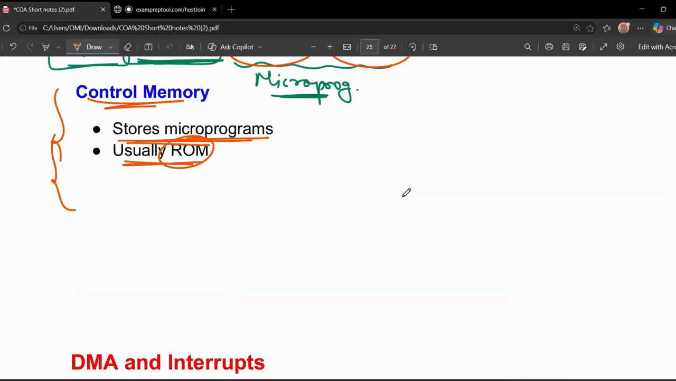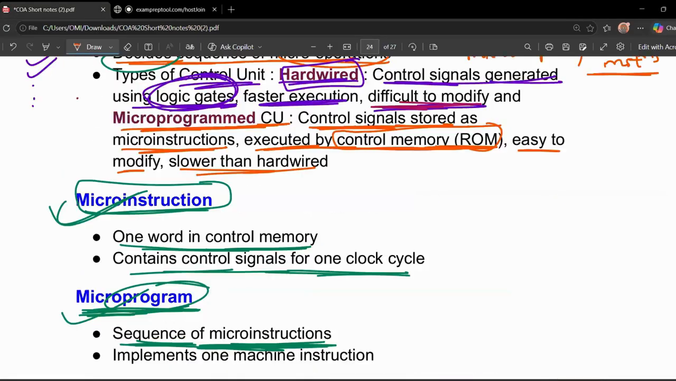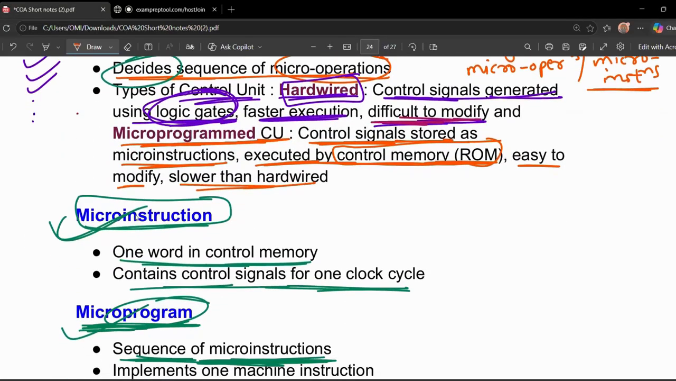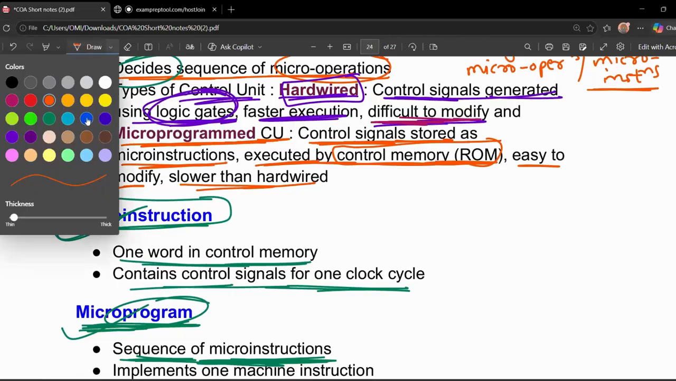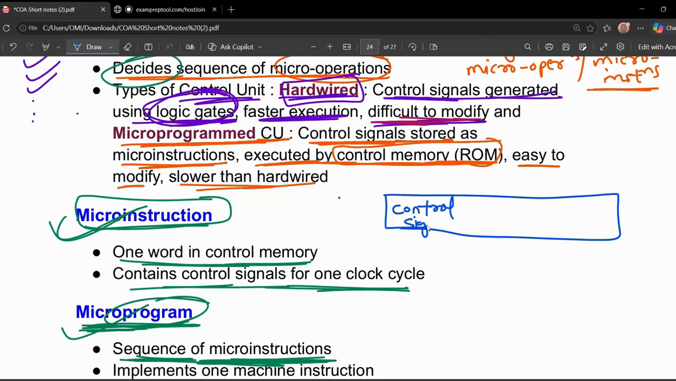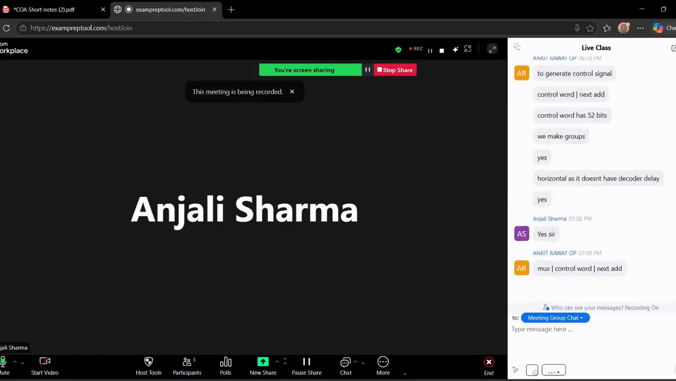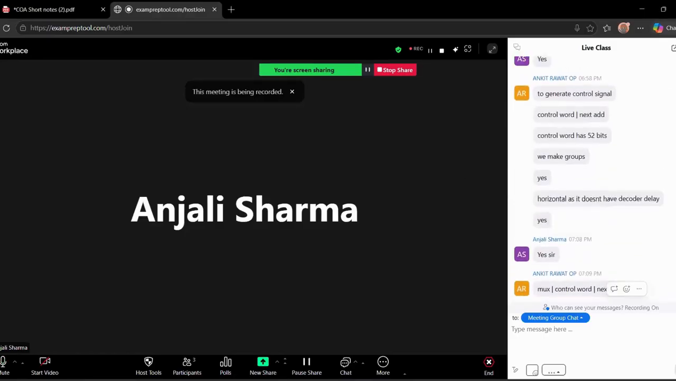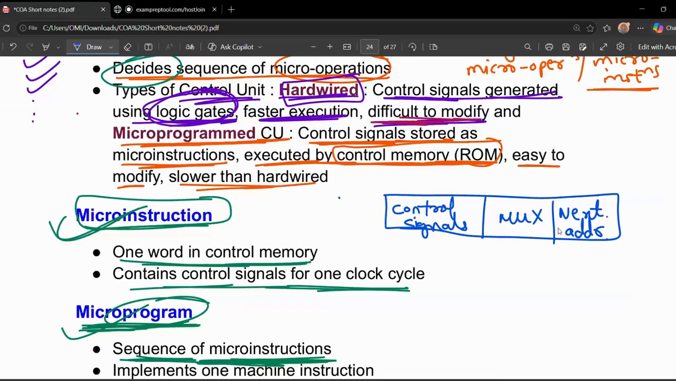One thing we have missed here, I forgot it in the notes. In the microprogram, there is one particular format. The format is: you store control signals, then you have a mux, and then the next address. So the format is mux, control word, and next address.